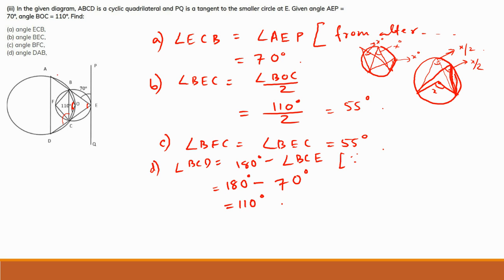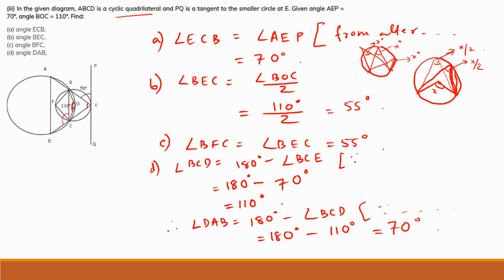Now you see, they have said ABCD is a cyclic quadrilateral. Therefore angle DAB equals 180 degree minus angle BCD. Since ABCD is a cyclic quadrilateral, the opposite angle sum is 180 degree, right? So this is 180 degree minus 110 degree. This gives us 70 degree. So I hope this problem is clear to you.